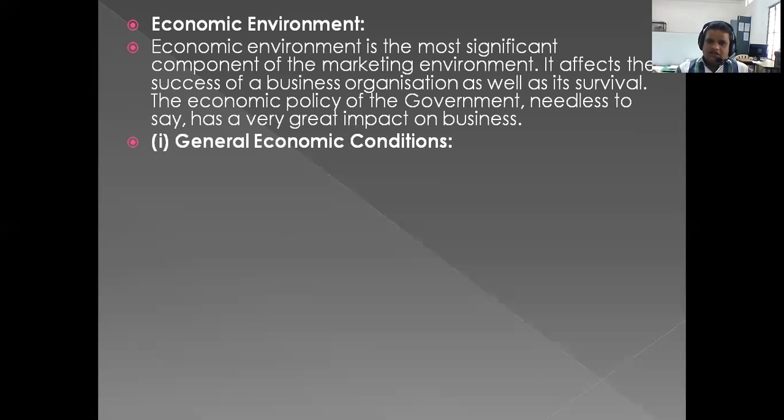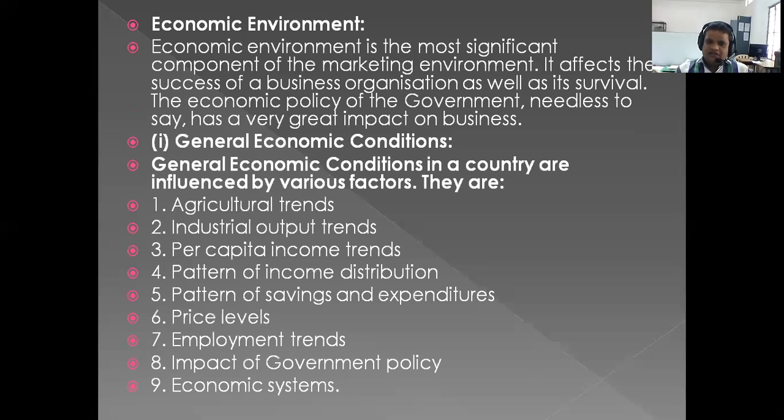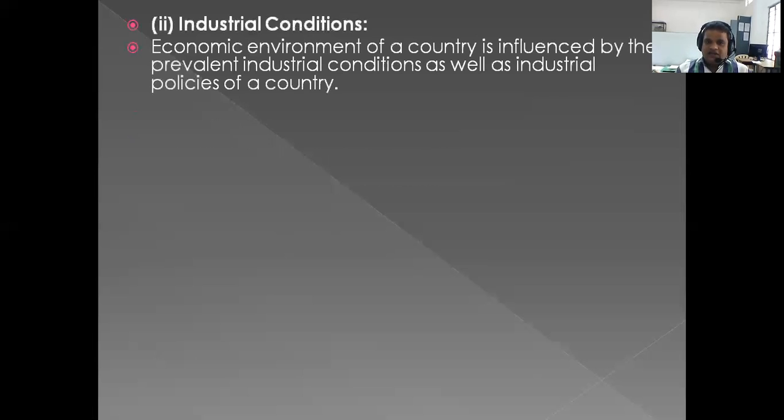So, here the economic environment is divided again into general economic conditions. General economic conditions are agricultural trends, industrial output, per capita income, pattern of income distribution, pattern of savings and expenditures, price levels, employment trends, impact of government policy, economic systems. All these are general economic conditions. And the second one is industrial conditions.